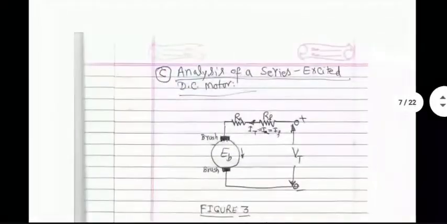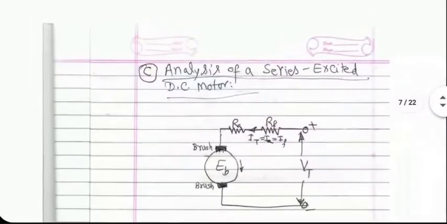Now, a series excited motor is a very unusual case because here you put the field winding fully in series with the armature winding. Equations will be very different in this case, obviously. First of all, IT, IA, and IF are all the same. Terminal current or armature current or field current, they are all the same. The only equation you can think of is VT minus EB should be equal to IT multiplied by RA plus RF. That's it.